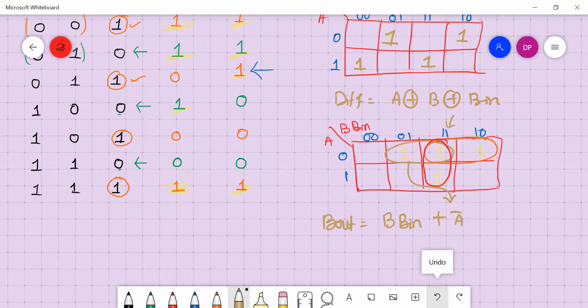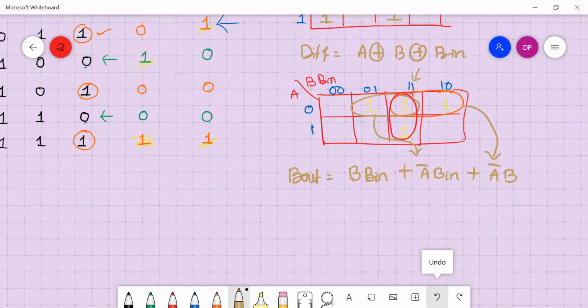A complement, B in, right? And for this one, what you will get? A complement, B, right? So this is the required expression for full subtractor. Okay, the difference can be written in this way. This is the difference. This is the borrow out. So, full subtractor.